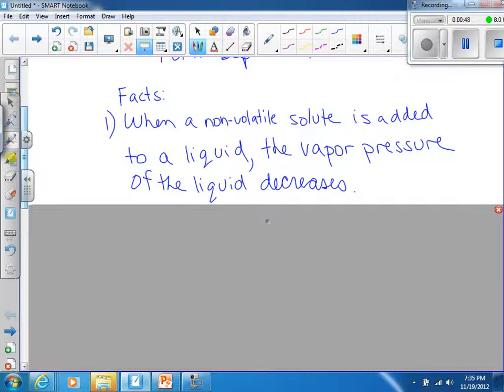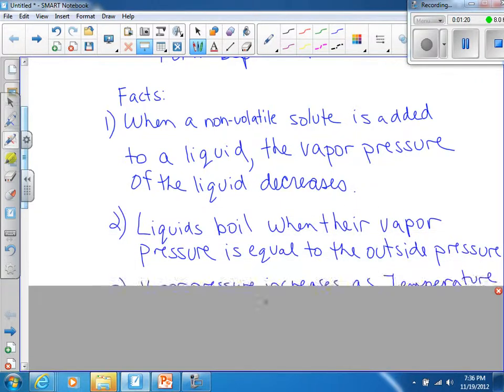Remember, vapor pressure is the pressure that is found if I put a liquid in a closed container and I can somehow measure the gas phase above the liquid phase, and I let them come to equilibrium, the gas and the liquid, and I can measure the vapor pressure of the gas above the liquid. That is called the vapor pressure of the liquid. And that pressure changes with temperature. It's one of our other facts we'll get to in a moment.